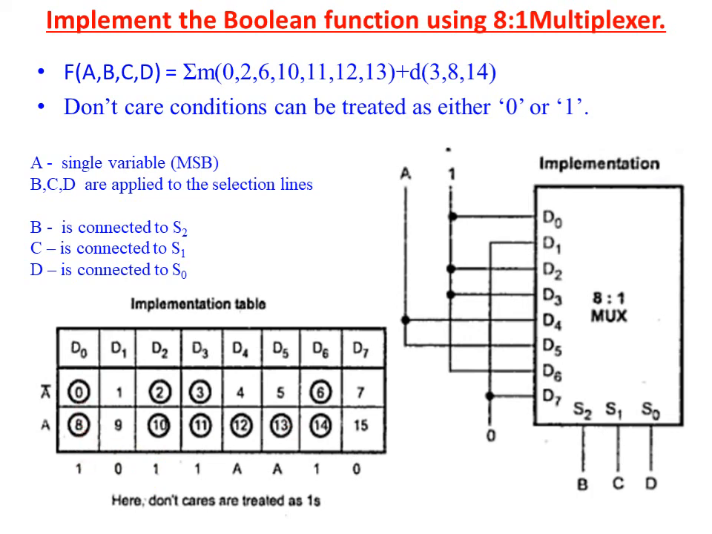These don't care combinations are used to reduce the expressions in the K-map. The same way here, they are used to reduce the implementation table. So here we are getting the inputs from the implementation table, and these inputs are applied to the multiplexer. All the inputs are applied to the multiplexer, and the selection lines are BCD.